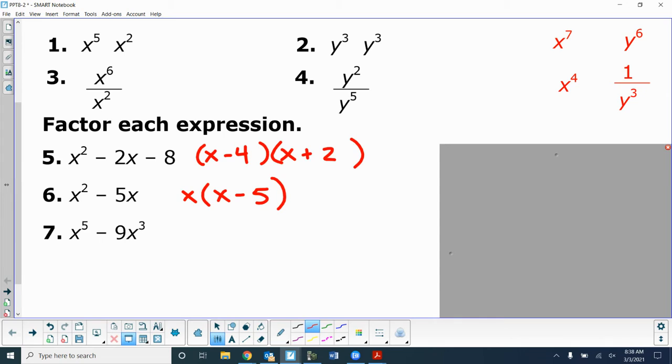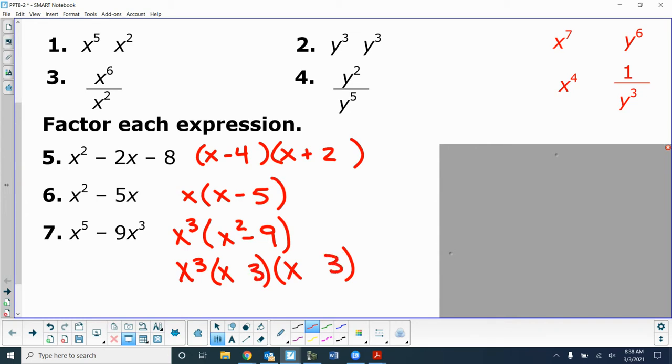And then here, what's GCF? X cubed. What's x to the 5th divided by x cubed? X squared. We subtracted. Good. What's -9x cubed divided by x cubed? -9, but what do you notice? Difference of squares, right? So we got to go another step. Square root of x squared, square root of 9, plus and minus. Okay, so that's the main things you're going to see when we do these rational expressions.